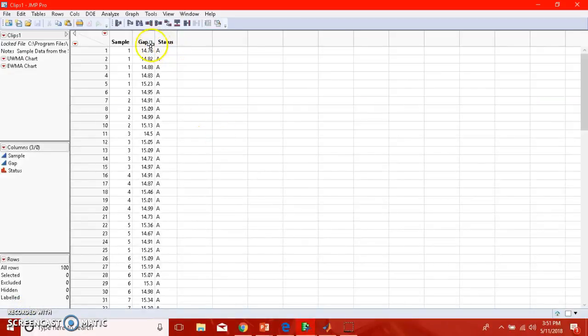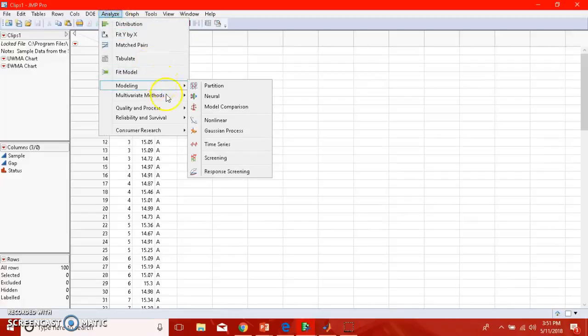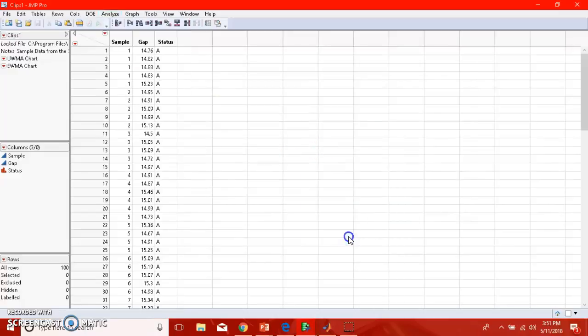So moving into JMP. Here in JMP, I'm using the CLIPS data. Typically they have the sample, the gap, which is the measurement between the paper clip's end and the middle part, and then the status. To give a WMA chart, I'm going to go to Quality, then Control Charts, and I'm going to choose a WMA.